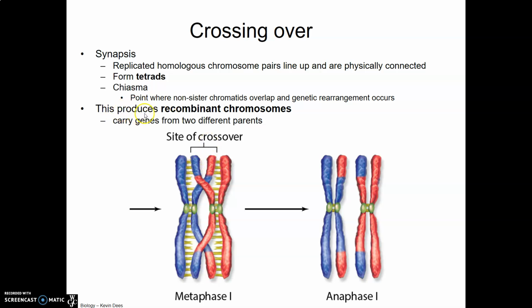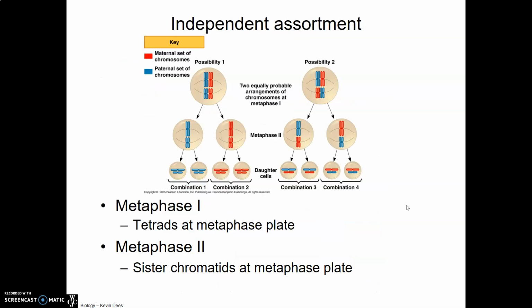Now, what this does is it produces something called a recombinant chromosome. Chromosomes that now carry genes from two different individuals, or in this case, two different parents. So, our tetrad then consists of 4 chromatids, 2 pairs of sister chromatids. The site of crossing over is the chiasma, and during synapsis, these recombinant chromosomes are going to be formed as they swap pieces. Now, during anaphase 1, it's actually these homologous chromosomes that are going to be pulled in different directions. Now, what about independent assortment?